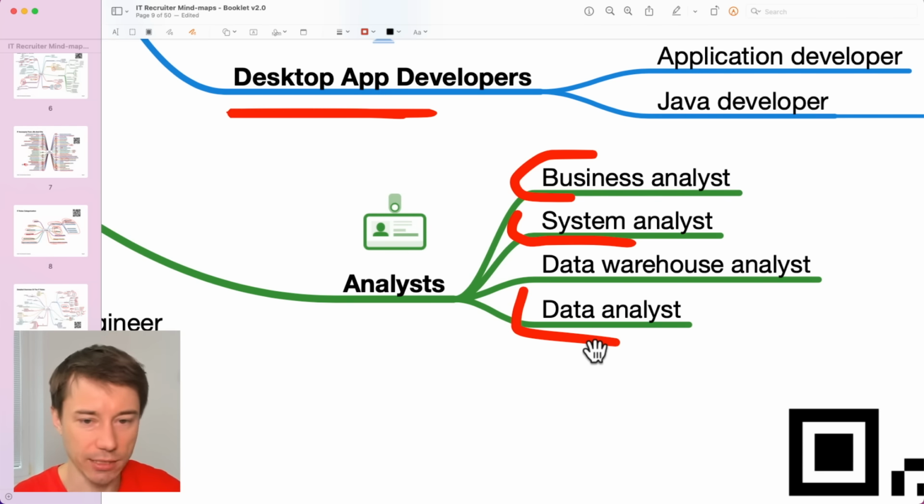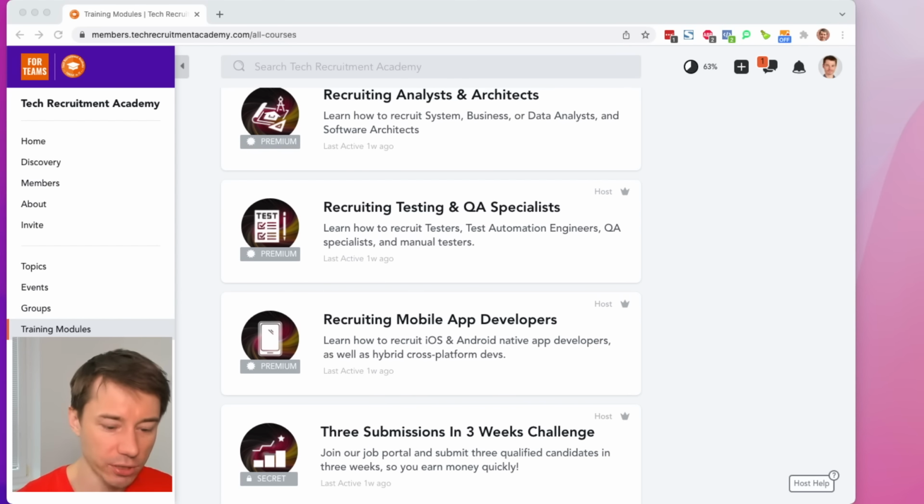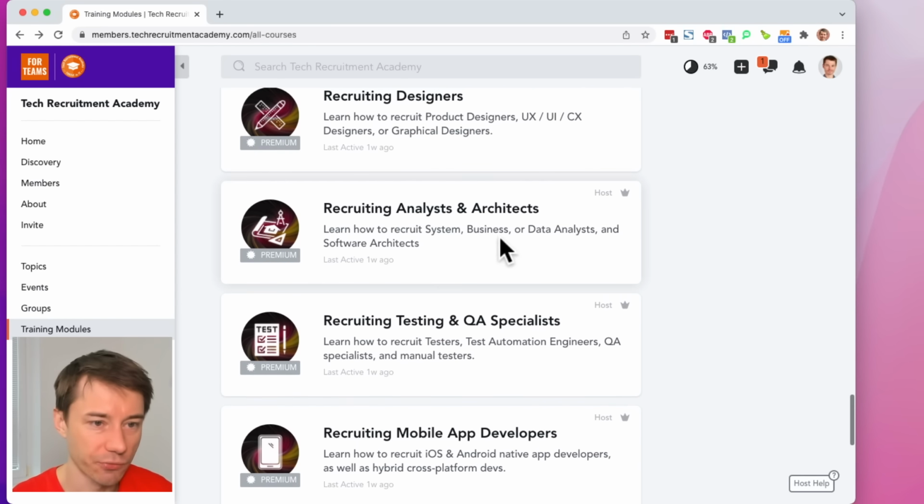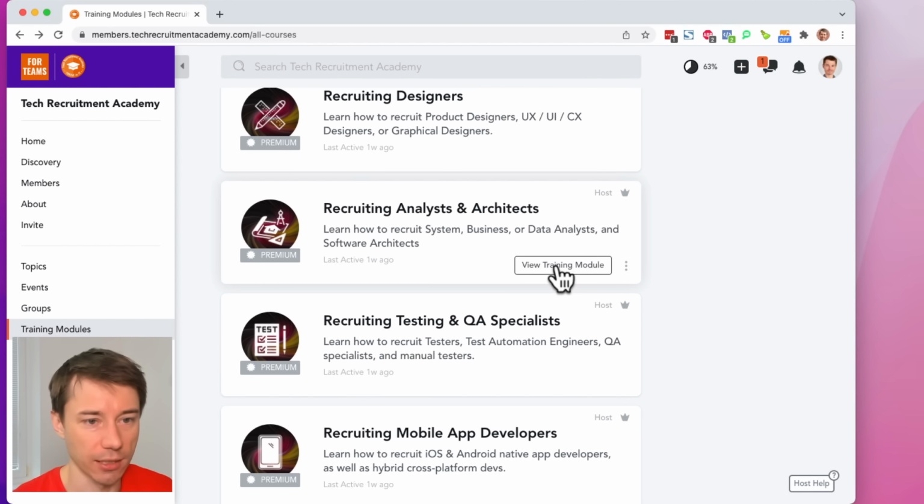So again, a dedicated module inside the Tech Recruitment Academy can help you go deeper in this particular area, because it must be really confusing, as there are so many different types of these. At first, you would need to go through the IT terminology and understand the differences: who is closer to the IT developer, who is closer to the stakeholder, what are the specifics, how can you find, for example, a product data analyst, who is the person you should go after, and how to compose a good Boolean search string. So this is exactly what you will find inside the module called Recruiting Analysts and Architects.